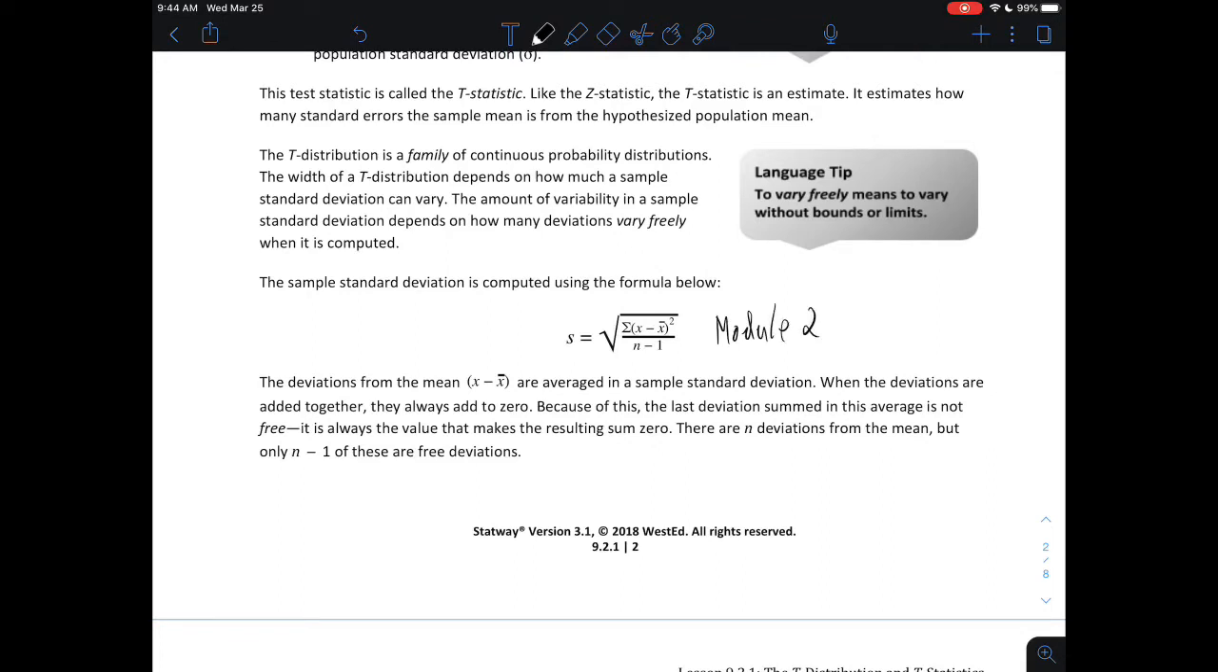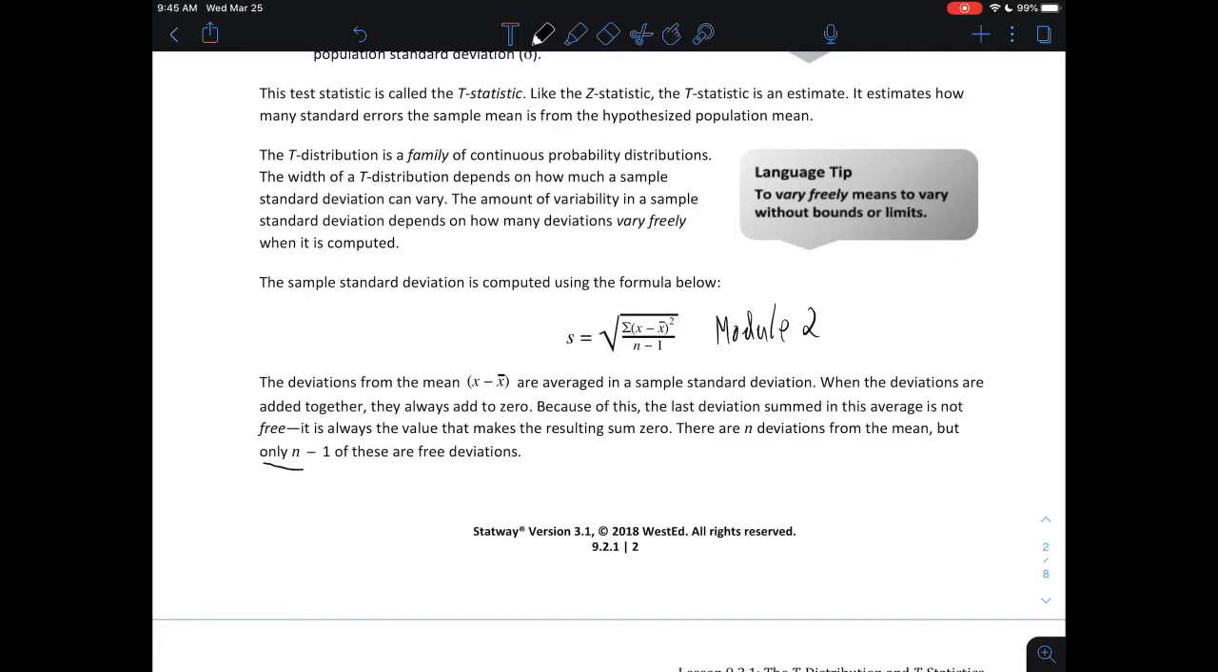The deviations from the mean, x minus x bar, are averaged in sample standard deviation. When the deviations are added together, they always add to 0. Because of this, the last deviation summed in this average is not free. It is always the value that makes the resulting sum 0. There are n deviations from the mean, but only n minus 1 of these are free deviations.